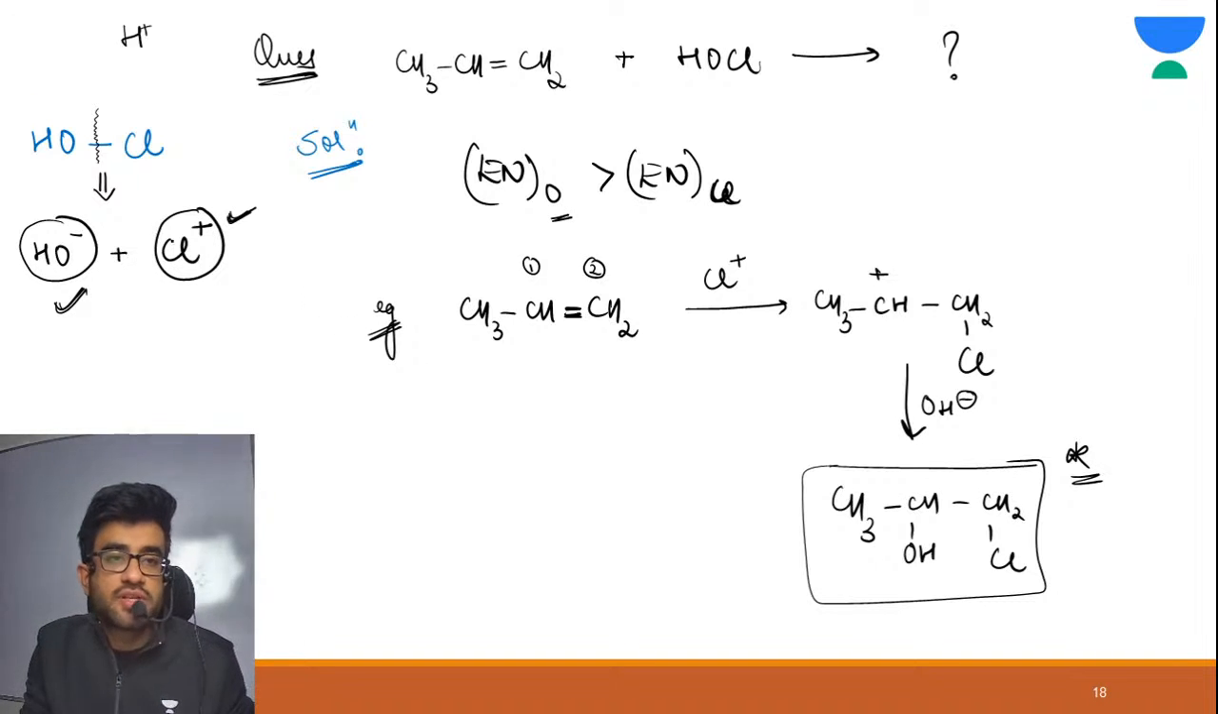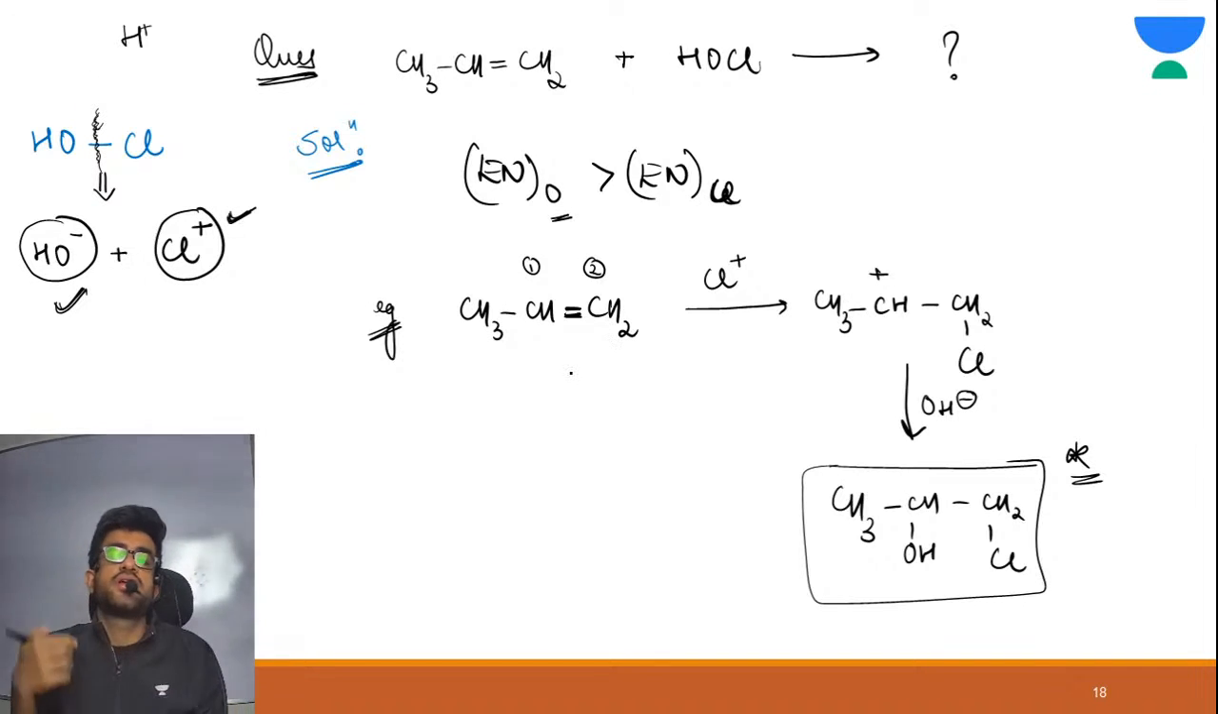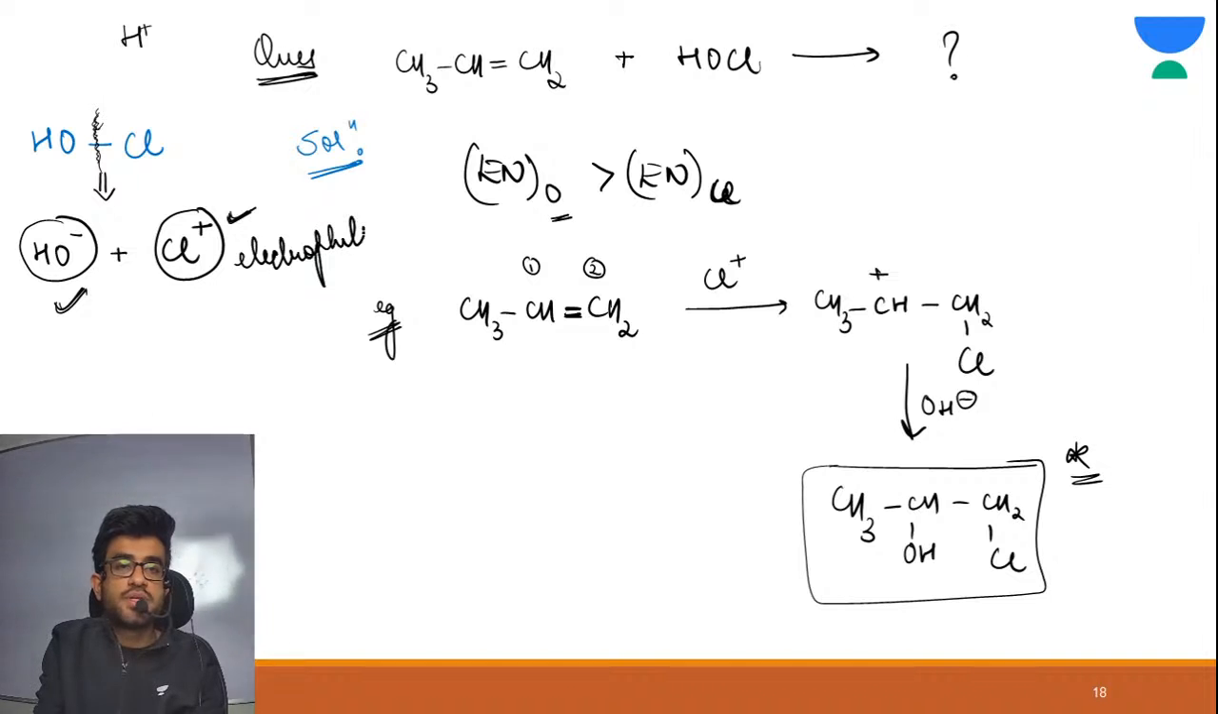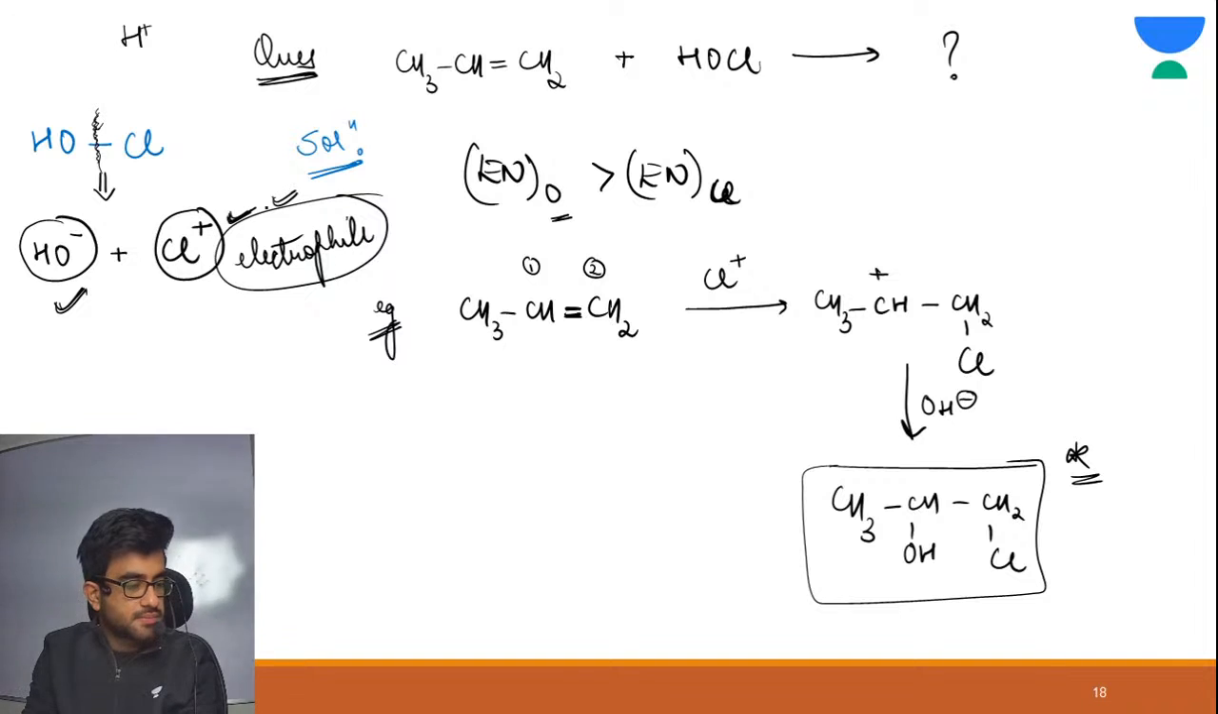Yes, Keshav, this was a special case which we need to understand, that the bond would be broken from here. Alright, and your alkenes have an excess of electrons. So the first attack would always be of what? Positive charge, means it is what? Electrophile. Alright, is this question clear?